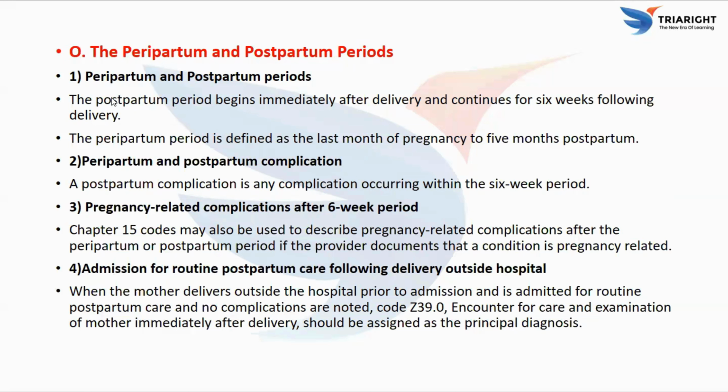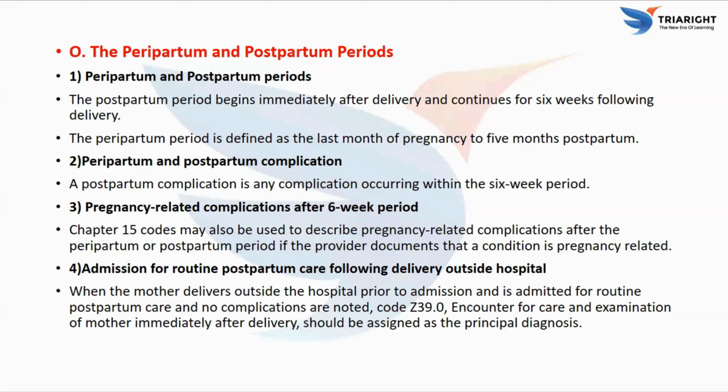The peripartum period is around the time of the delivery. So it is defined as the last month of pregnancy and up to 5 months after the childbirth. So why 5 months? Because some conditions related to pregnancy can show up even after the 6-week postpartum period. So this is about the peripartum and postpartum period.